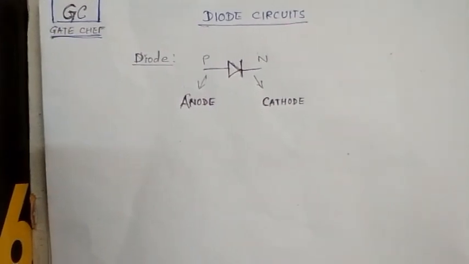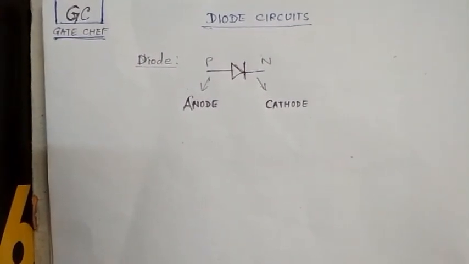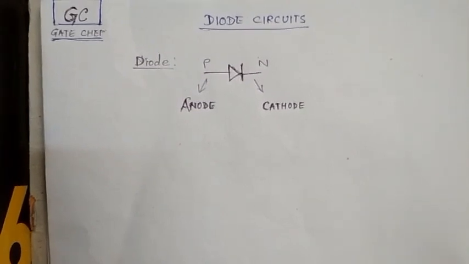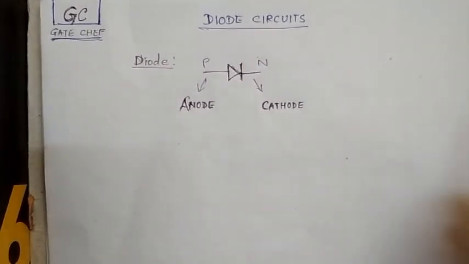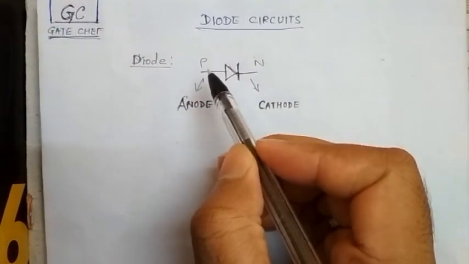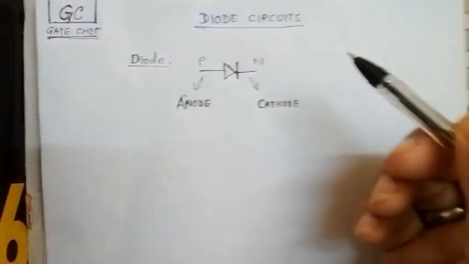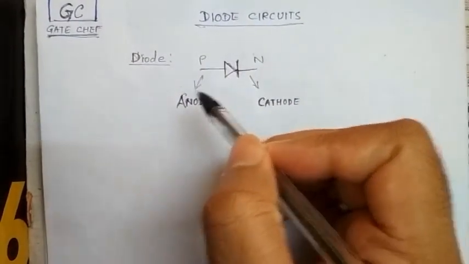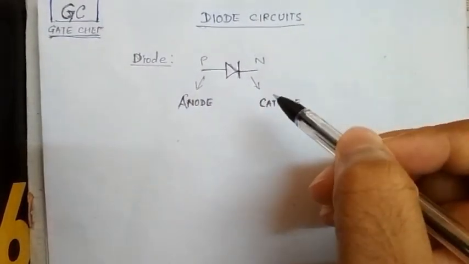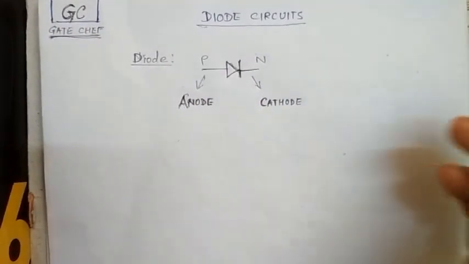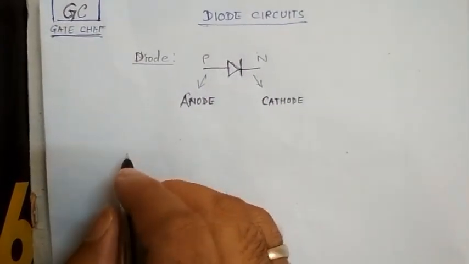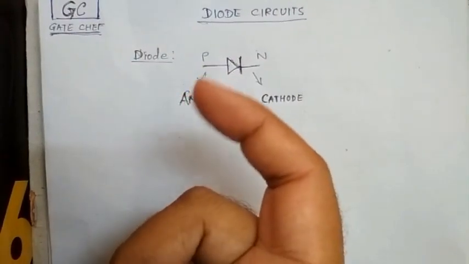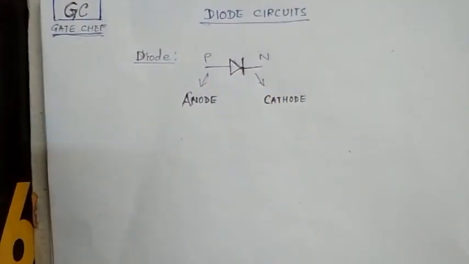So what is a diode? A diode is a two-terminal device with nonlinear current-voltage characteristics. The two terminals are the positive terminal or the P terminal, and the negative terminal, the N terminal. The P terminal is called the anode and the N terminal is called the cathode. Now this diode has two operating modes, the forward bias and second, the reverse bias.